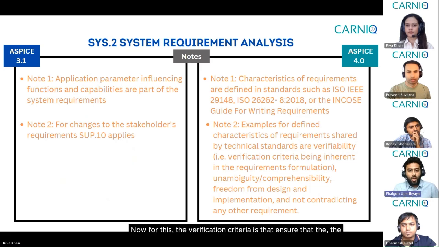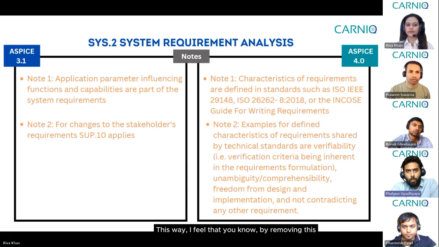Now for this, the verification criteria is to ensure that the identification number is so and so. It is quite implicit. Why would I want to write it again? So this was kind of a challenge. If you don't write it, of course, then you wouldn't end up getting a full rating in your SYS2 or SWE1 processes. This way, I feel that by removing this, it is kind of helpful.